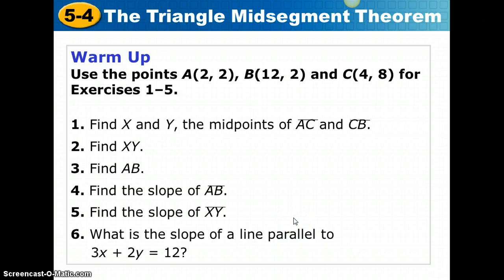Alright, let's go ahead and take a look at what answers we should have. Midpoints, X is 3.5 and Y is 8.5. The length of XY is 5, the length of AB is 10. The slope of AB is 0, the slope of XY is also 0. And then number 6, the slope of a line parallel to this would also have a slope of -3/2.